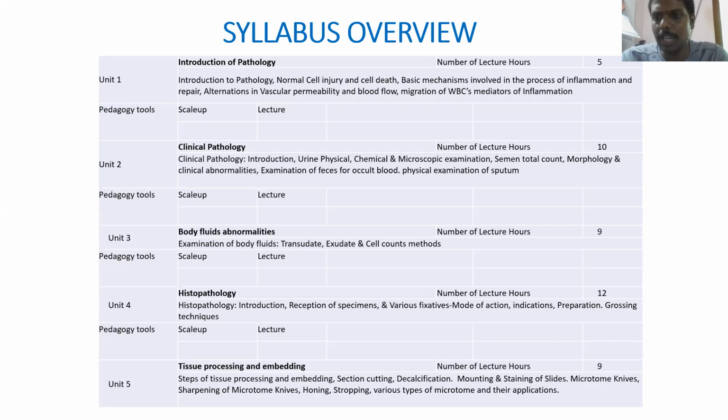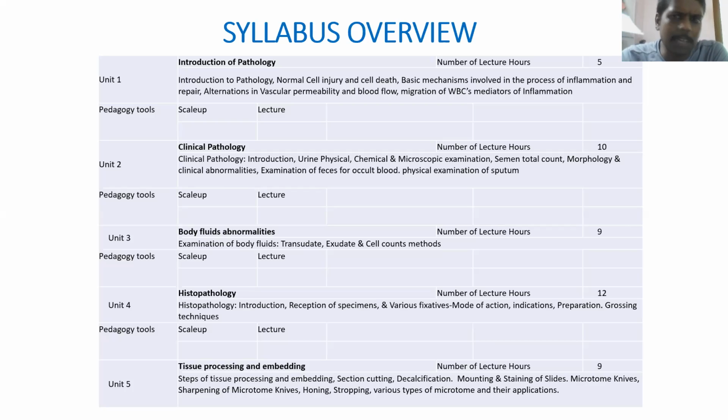Transudates means where there is only fluid accumulation. In the fluid, if you see any pus cells, such kind of fluids are called exudates. That is the main idea here. Whenever we have any fluid accumulation, first we need to know whether the fluid is a transudate or an exudate. After knowing that, we will go for further investigation such as a differential count, microscopic examination, biochemical examination, or even culturing the sample to see any growth of bacteria or fungi. All these things we will see in the body fluid abnormalities.